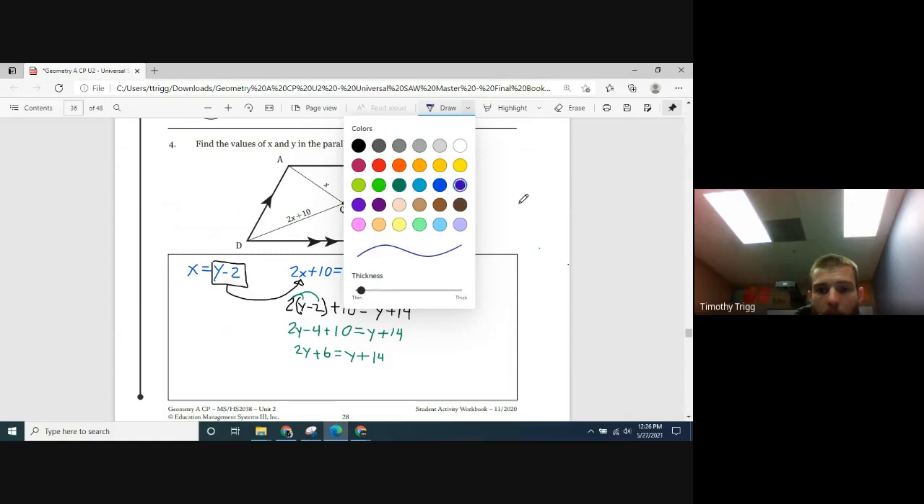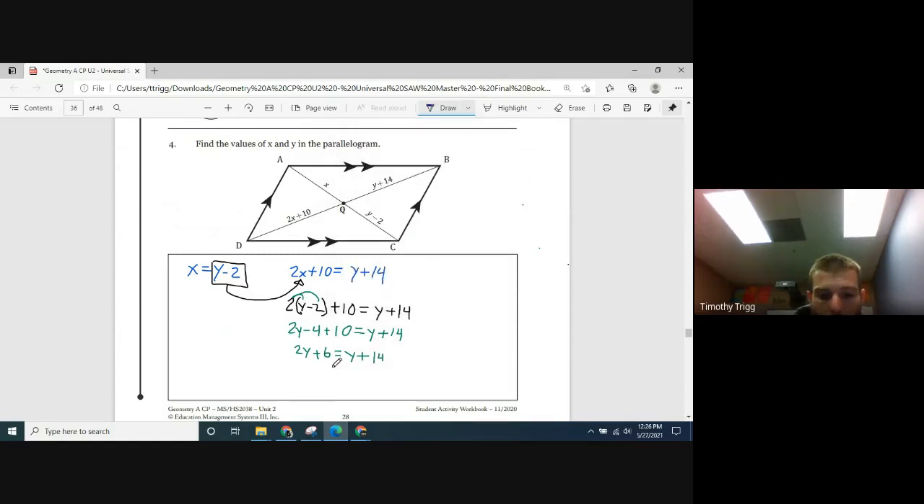The next thing I would want to do is, you see how there's y's on both sides? I don't really like that. So I'm going to go ahead and subtract y over here and subtract y over here. That way I can cancel the y on the right, and I'll only have y's on the left. So 2y minus a y is y. Here we still have a plus 6 on the left, and then we have a 14 on the right.